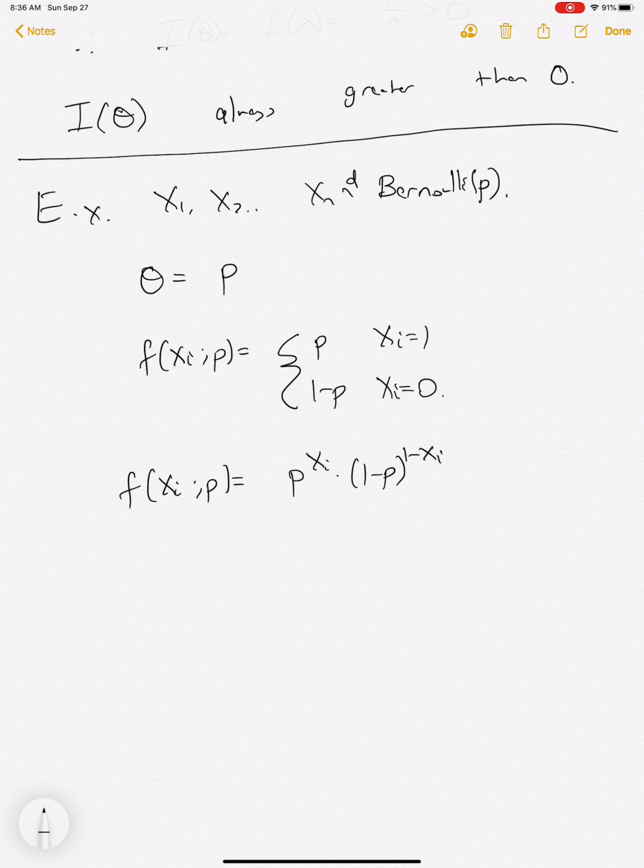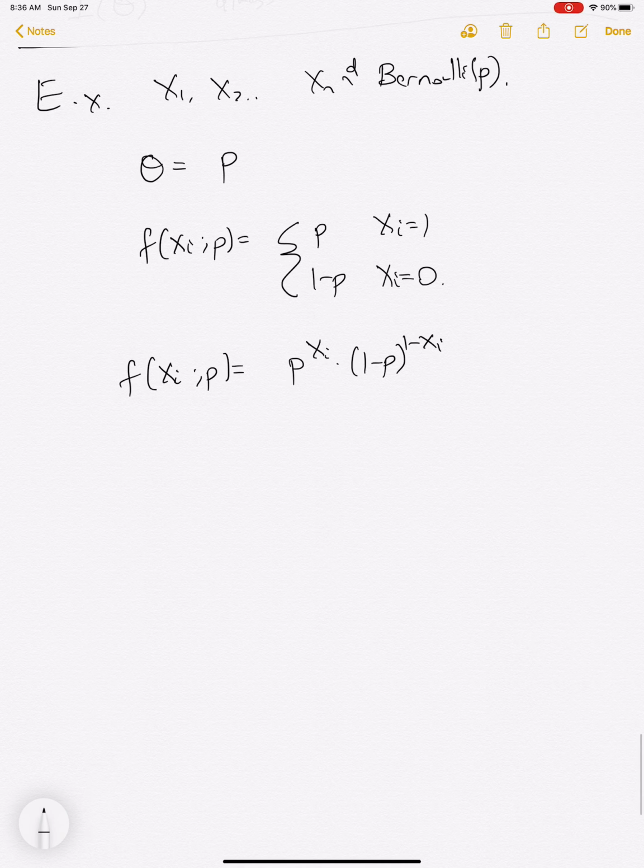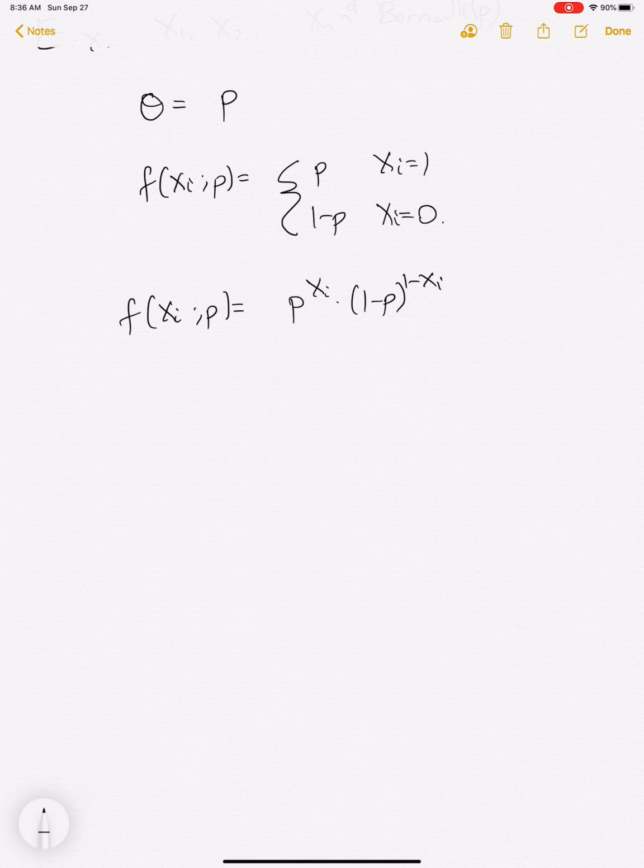So you can see that this gives you the right distribution, and this is going to be really useful when we want to start taking logs and calculating Fisher information and so on. So this is a useful way to express the PMF for the Bernoulli. Once again, xi is in {0, 1}, but we're just writing it out this way. So now let's find I of theta, which is I of p.